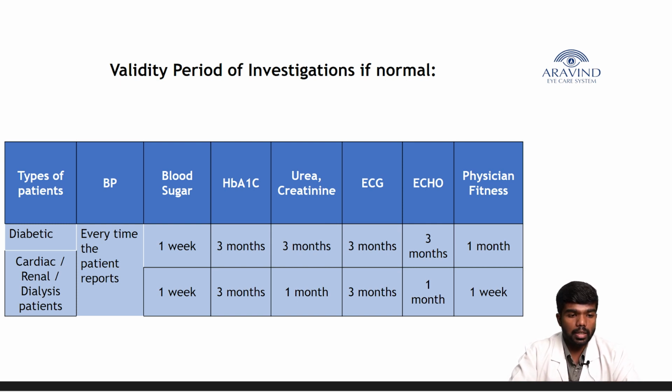For cardiac, renal or patients on dialysis, blood sugar is valid for 1 week, HbA1c for 3 months, urea creatinine is for 1 month, ECG 3 months, echo is for 1 month, and physician fitness is just 1 week. So make sure that when the patient comes to you and when you open the EMR, go back and see if there are any other updates so that you can save yourself some time.